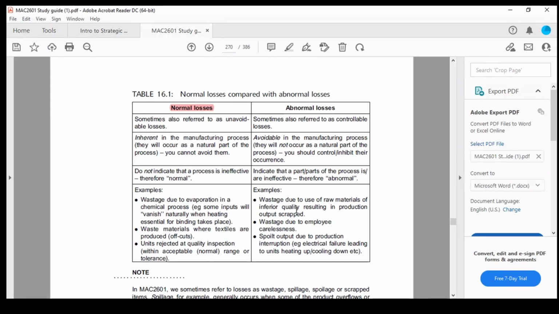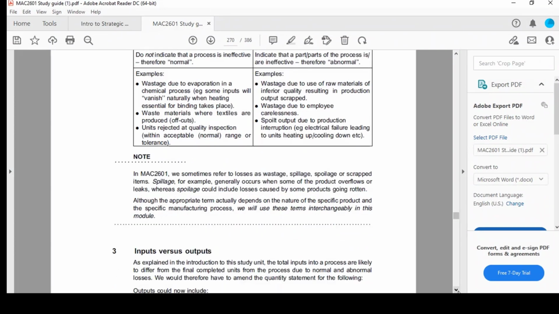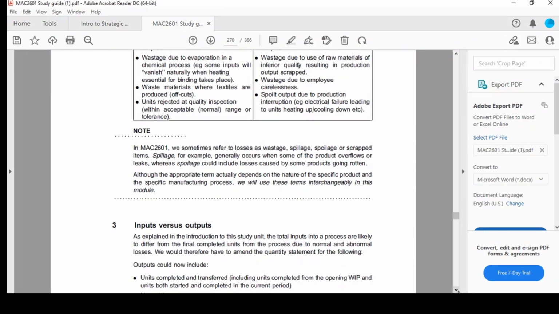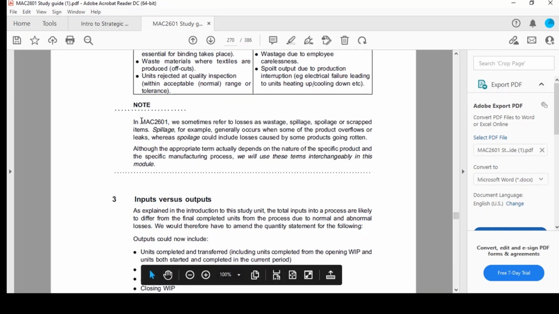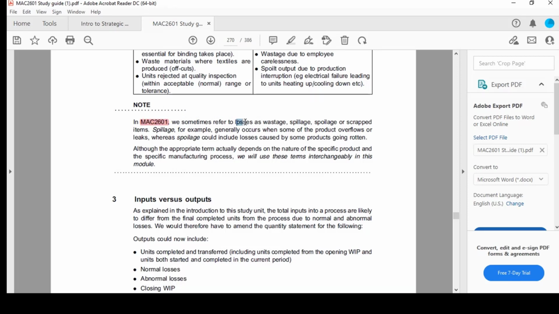That's abnormal loss. So that's the difference between the two. Okay. So here they say that in your course that you're studying now, they refer to losses as wastage, spillage, spoilage, scrapped items. So sometimes in your questions, they're not going to say normal losses. Instead, they will use a synonym to say wastage, spillage, spoilage, or scrapped items.